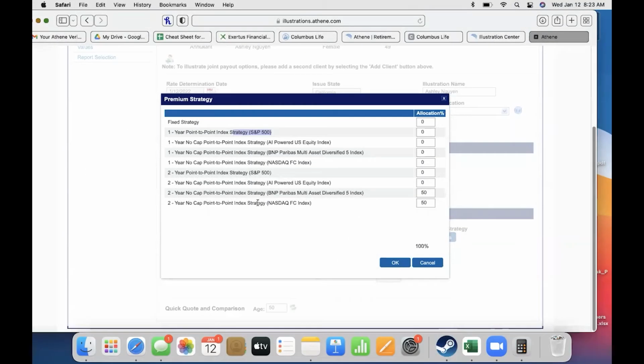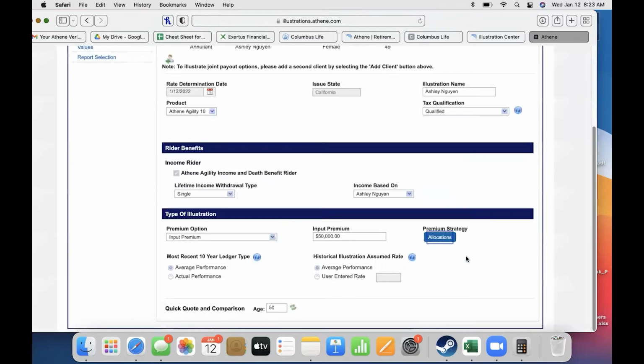Sometimes the S&P 500 is the best. Sometimes a 2-year S&P 500 is the best, right? Sometimes the multi-asset diversified 5 index is the best. The last time I called, these two were the best. So before you do anything, you don't need to do homework. Just call the company. The annuity guys and gals, they'll tell you what people are doing, right? So this is from the last situation, and then we just click on that for now.